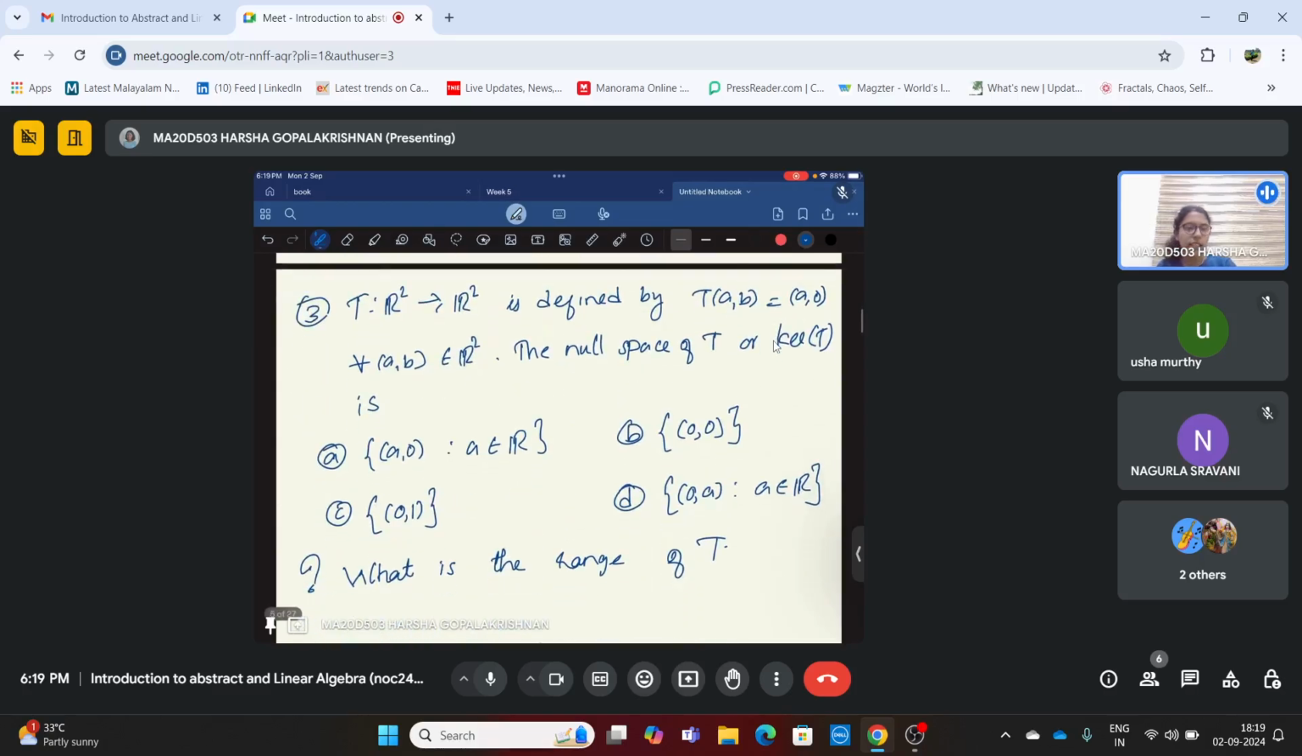Now I think that linear transformation and how to check whether it is a linear transformation is clear for you. Maybe at the end we will come to some more questions like that. Now we will go to the null space, range and all. So what is the null space? Can anyone tell? What is the null space and what is the range?